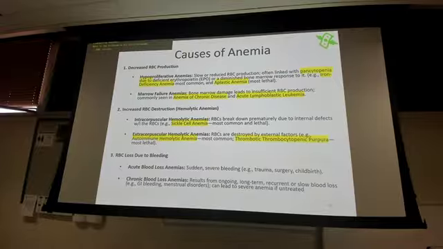Yeah, it looks like a sickle. It looks like a crescent moon, right? All right. So then we have an increased red blood cell destruction that's seen in hemolytic anemias.